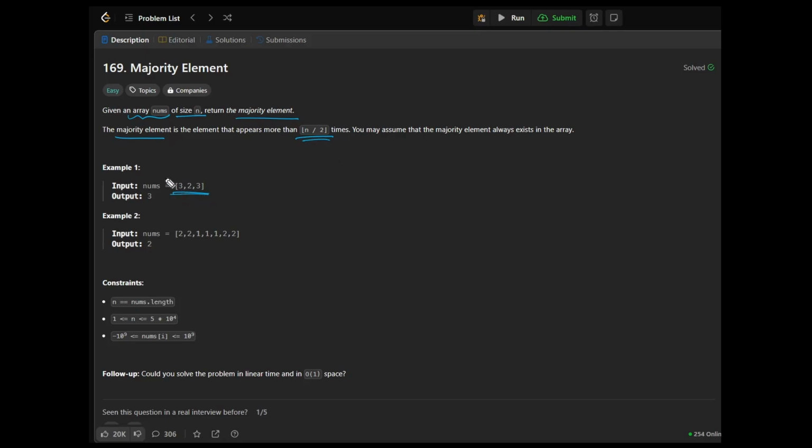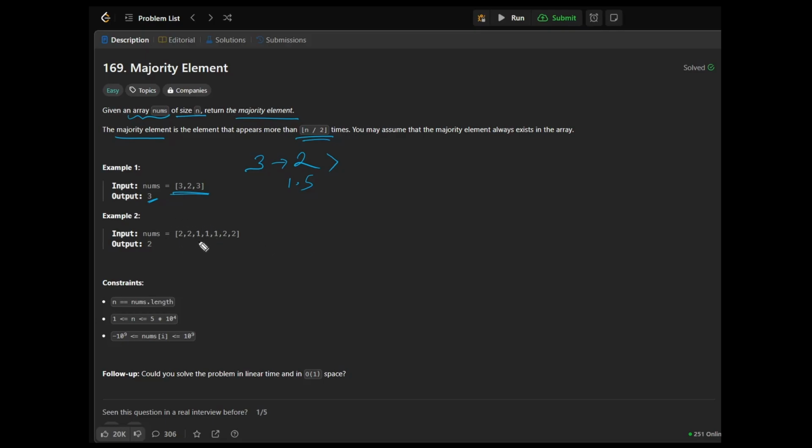For example, in this array, 3 repeats 2 times. N by 2 of this array is 1.5. 2 is larger than 1.5. So 3 is the majority element.